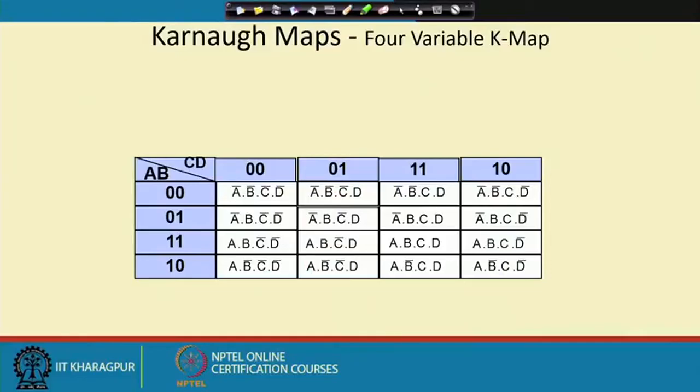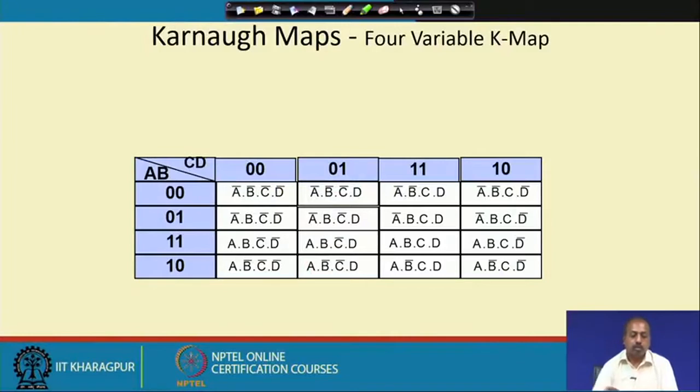So, Karnaugh map for 4 variables. You can understand what we are going to do. On the row side and the column side we have got 4 rows and 4 columns, unlike the 3 variable map where we have 4 columns but only 2 rows. Since here we have to represent 4 variables, we have got 4 rows and 4 columns.